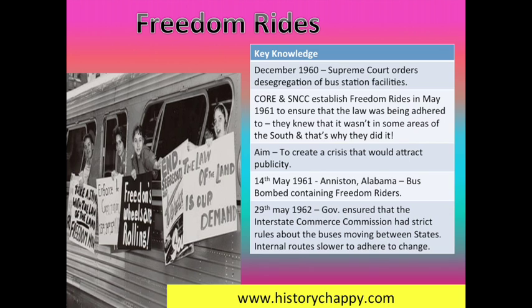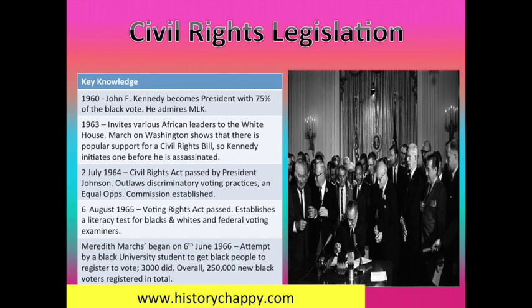On the 29th of May 1962, the government ensured that the Interstate Commerce Commission had strict rules about the buses moving between states. Now, buses that moved on internal routes within states were slower to adhere to the change.